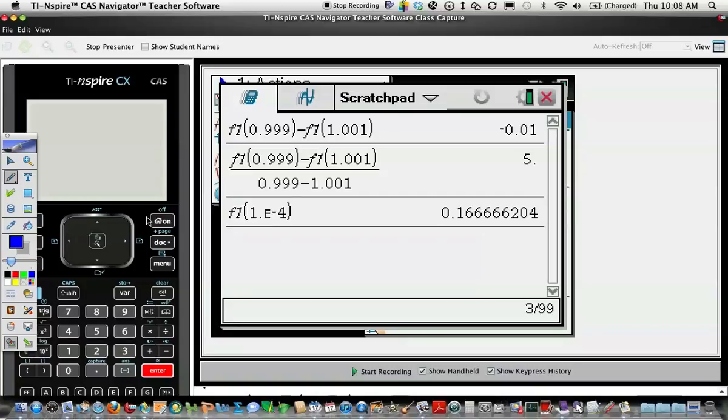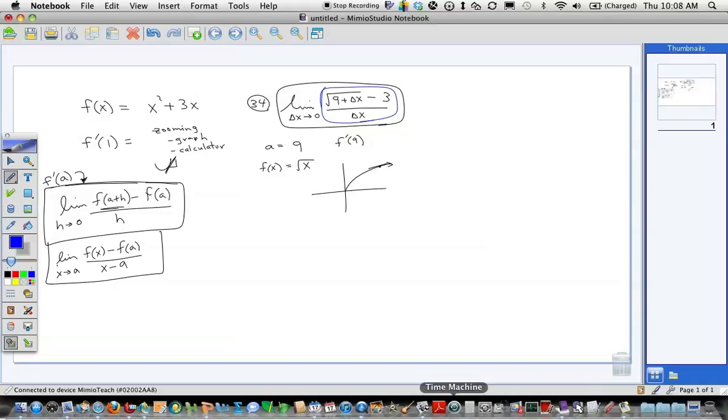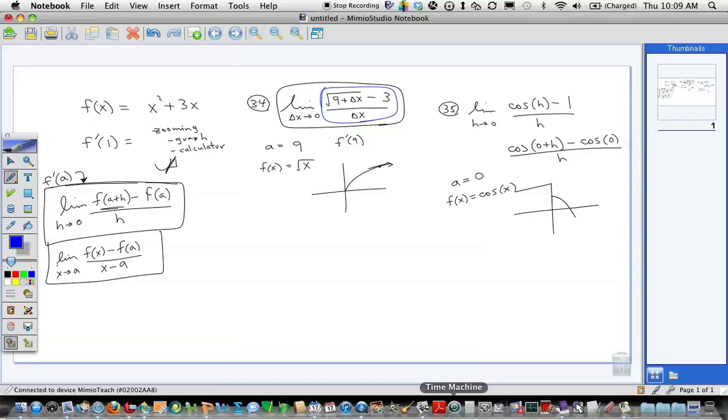So 35 is the same thing. Now 35 was a little trickier in that on 35 you have limit as h goes to 0, cosine h minus 1 all over h. Now again, I'm looking for the a plus h that got plugged in where the x was. Well, what must the a plus h be to have just an h? 0. So really what this is, is cosine of 0 plus h minus cosine of 0 all over h, because what's cosine of 0? 1. And so what is my a on that one? 0. And my function? Cosine of x.